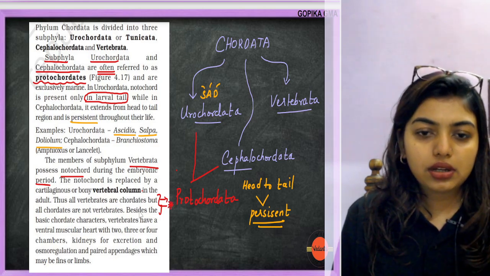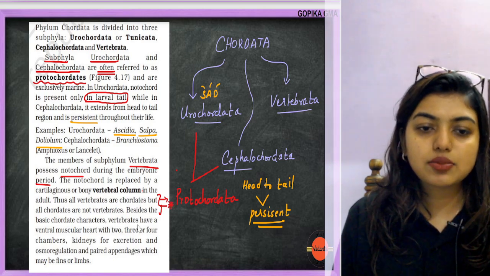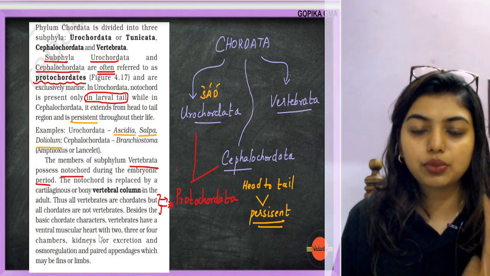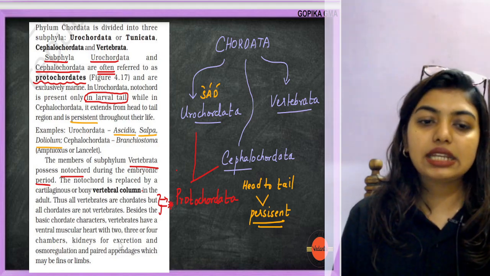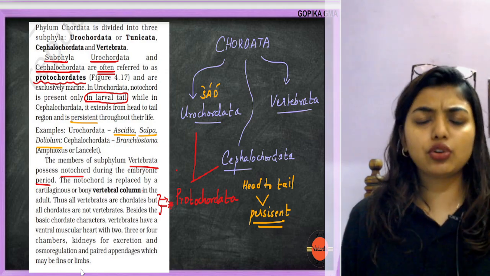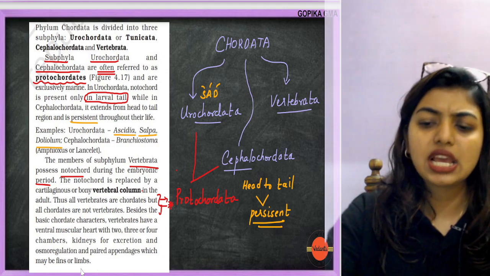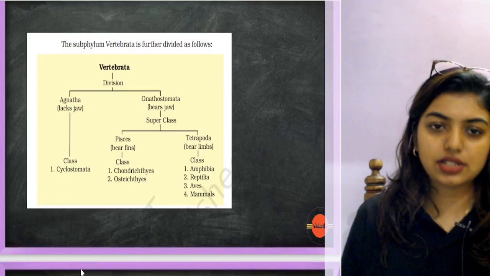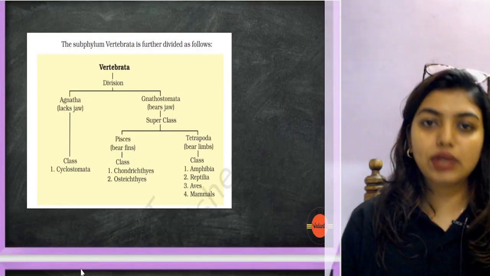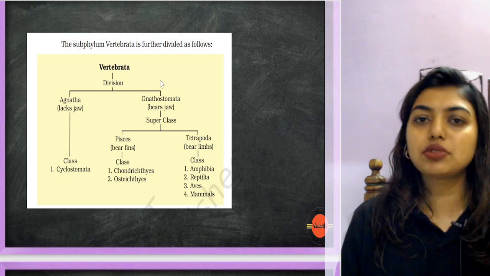Now, besides the basic chordate characters, vertebrates have a ventral muscular heart with two, three or four chambers, and kidneys for excretion. Appendages, fins, limbs and all this are present. So here the categories are there, students. Vertebrata is divided into two categories: the ones which have jaws and the ones which do not have jaws.